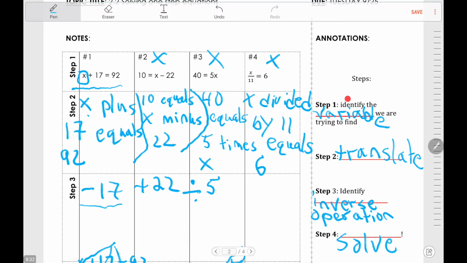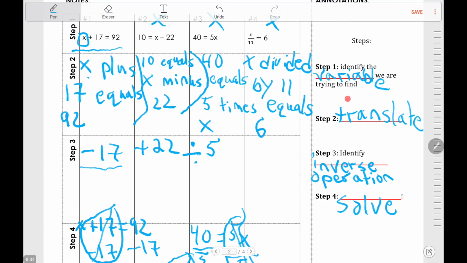So we need to find our inverse operation. Well, when we had times 5, we did divide. So now we're doing division. We need to do the opposite. So our inverse operation is going to be multiplication. We are going to multiply by the number that we divided by. So here we divide by 11. Now we're going to multiply by 11.